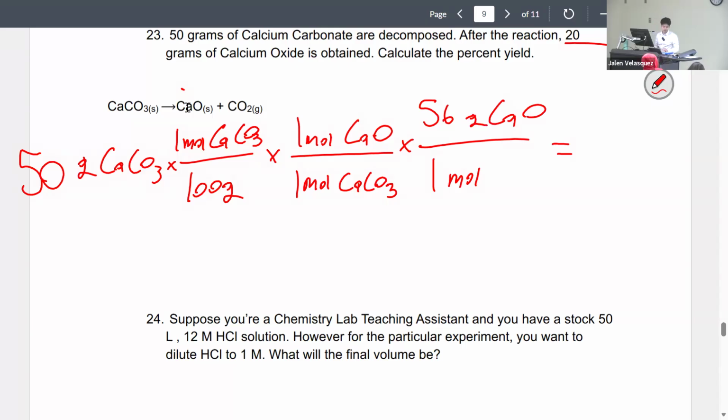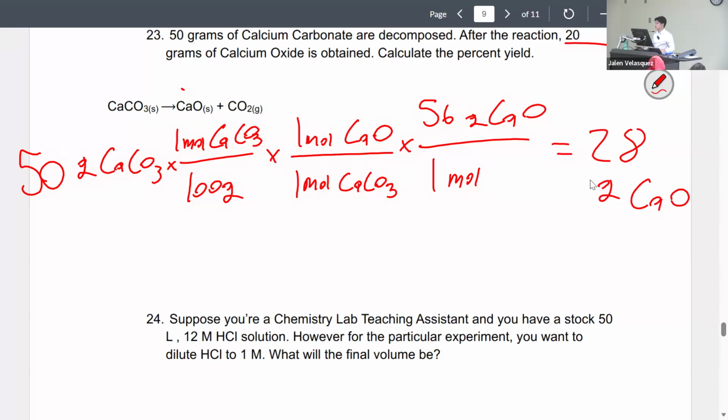So did anybody get the theoretical yield here? Anybody that solved this already? So first I want to figure out how much mass my theoretical yields. Yeah. Good. So you should get 28 grams of CaO.